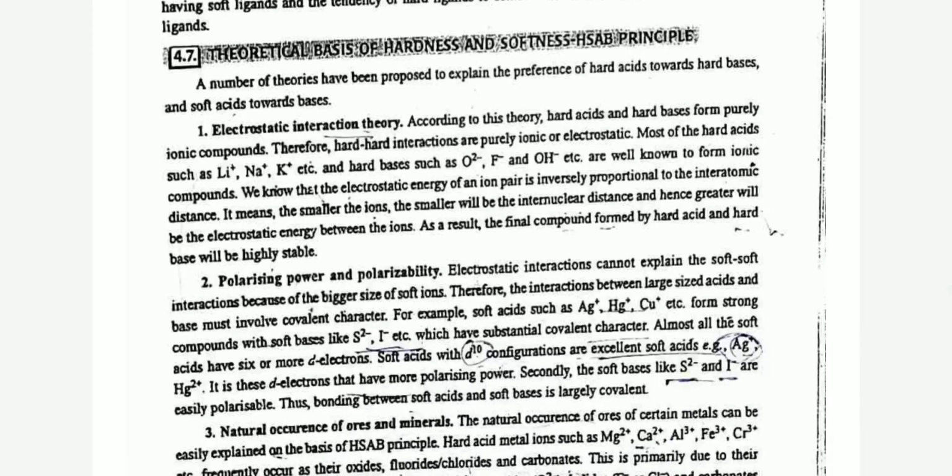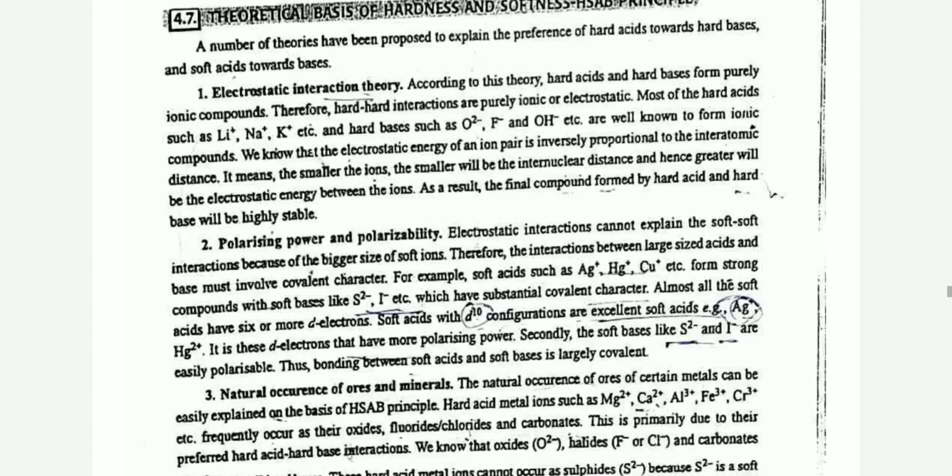Article 4.7: Theoretical basis of hardness and softness, HSAB principle. A number of theories have been proposed to explain the preference of hard acids towards hard bases and soft acids towards soft bases. First, electrostatic interaction theory. According to this theory, hard acids and hard bases form purely ionic compounds. Therefore, hard interactions are purely ionic or electrostatic.